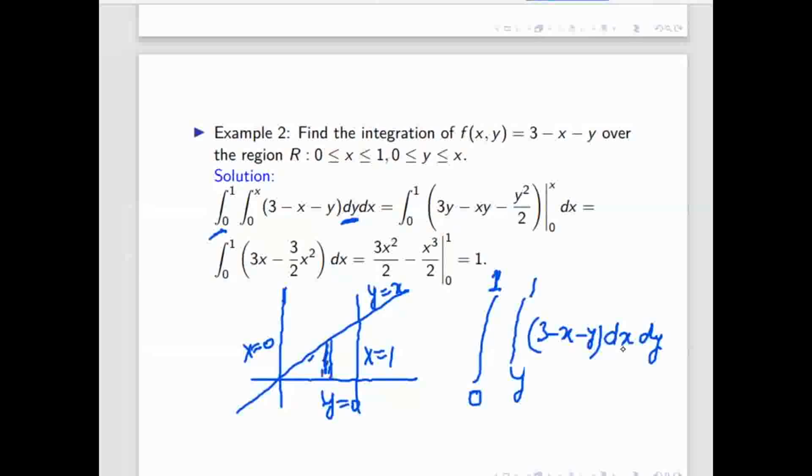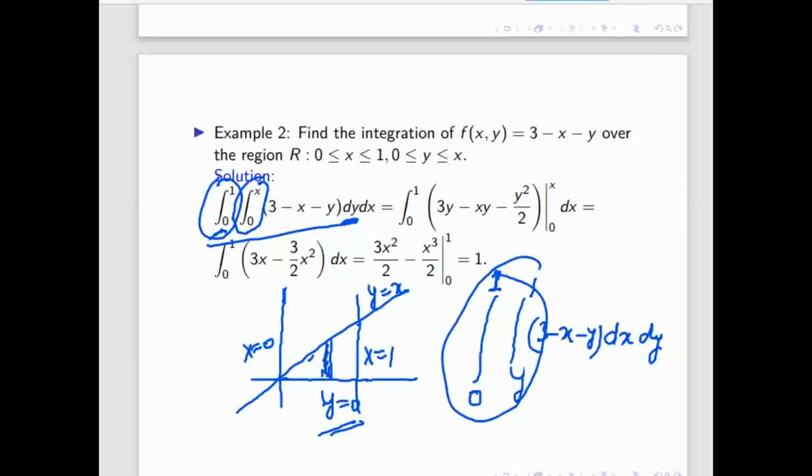If you take vertical, then the y value will start from 0 and go up to where? 0 to x. So it is written 0 to x for y, and then x will start from 0 to 1. Then you will get this integration. If you take horizontal, you will get this integration, and both are equal by change of order of integration.